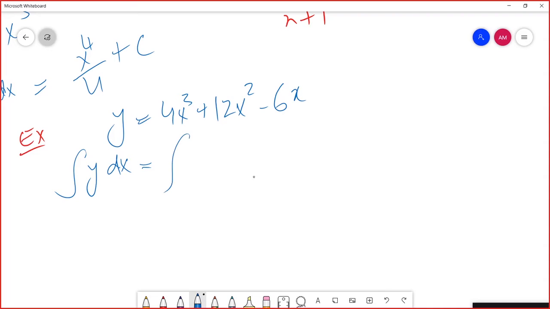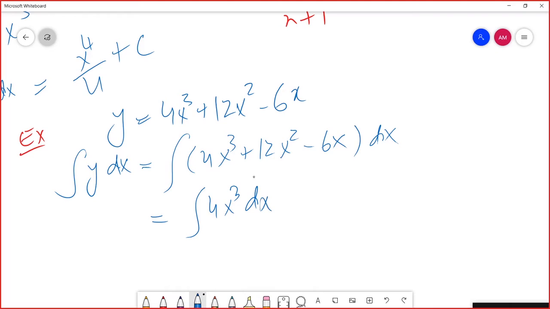So what should we do here? What should I write? The integral of (4x cubed plus 12x squared minus 6x) dx. Do you understand this? Okay. And as we know of many formulas in math, we can open this bracket and then we will have their individual integrations. So this becomes this, and this becomes 12x squared dx. Then we have the integration or anti-differentiation of minus 6x dx. Is it good? Any question to this?